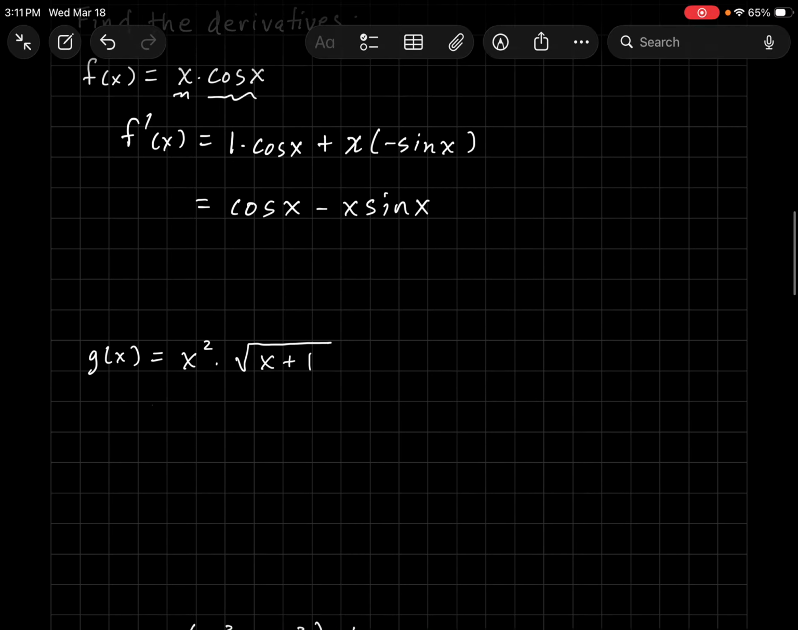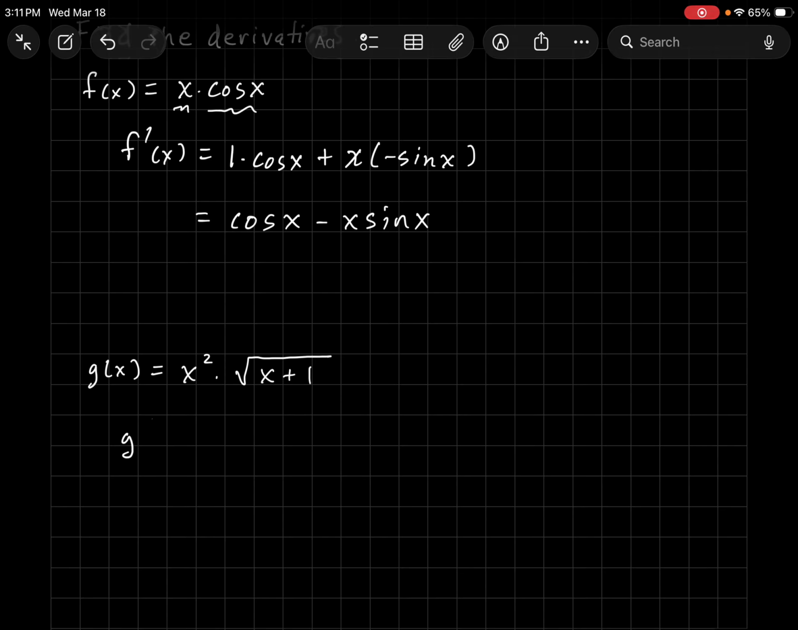Another algebraic example, which is a product. G of x equals x squared times root x plus 1. So, product rule says take the derivative of the first part, leaving the second part alone, plus leave the first part alone, times the derivative of the second part. And there is a way to put those two pieces together by getting a common denominator, but I will leave it as that.